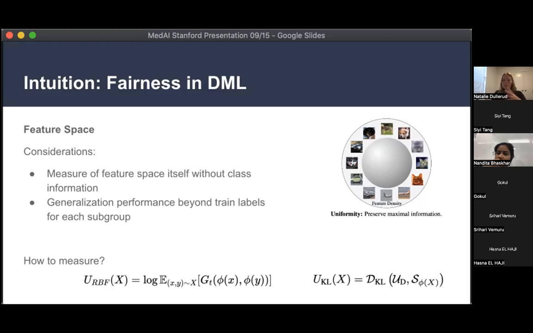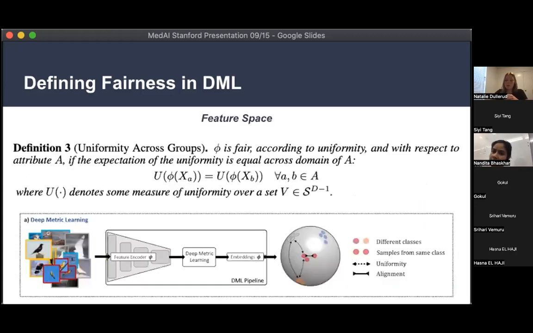In terms of measuring the uniformity over the features themselves that we've learned, we could approximate the singular values of the embedding space using the embedded data set, and then compare those singular values to the uniform distribution via some divergence measure. Here we use KL divergence. We use the latter method for defining uniformity in our empirical studies, but in our definition, we leave it general.